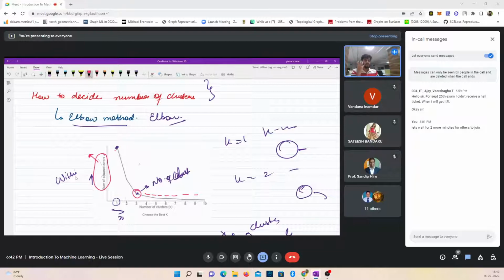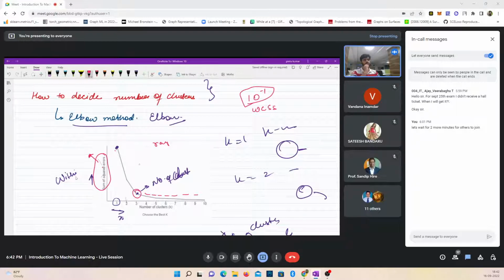So to decide upon that kind of situation, one method is your elbow method, and you can again fix some range, let's say some value, like 10 to the power -1. You say that if my decrease in this value, let's say within cluster sum of squared, is not more than this, then I'll stop. So one criterion can be this.